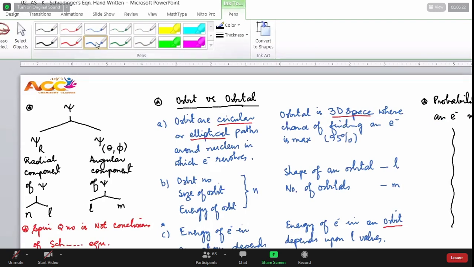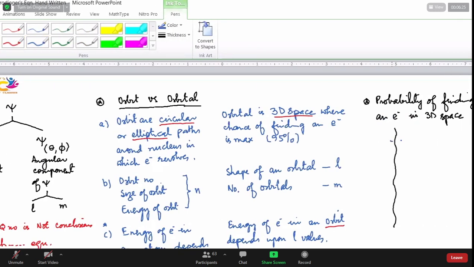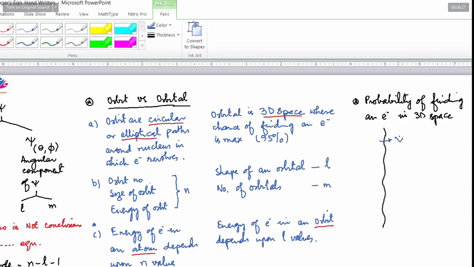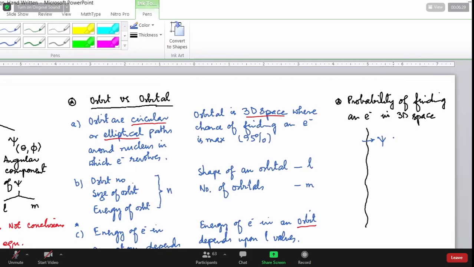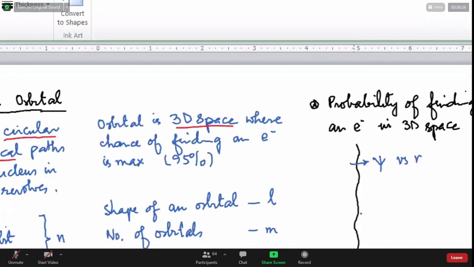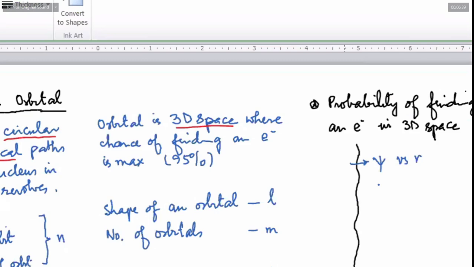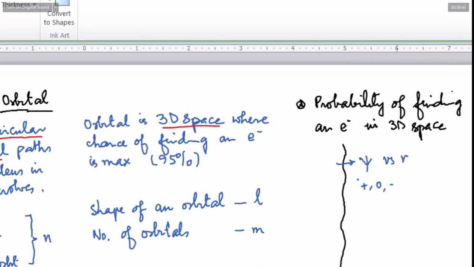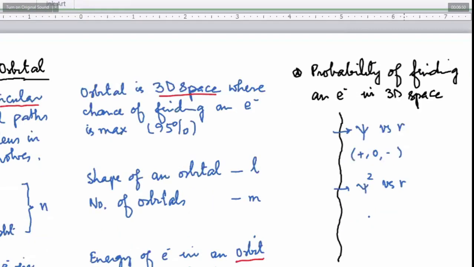Property number one, psi with respect to r, right? Radial probability. And what is this? Amplitude of electron wave, positive, zero, negative. Next, psi square versus r. What is this? Chance of finding an electron per unit volume. This is per unit volume.